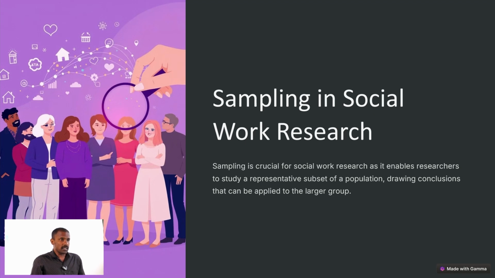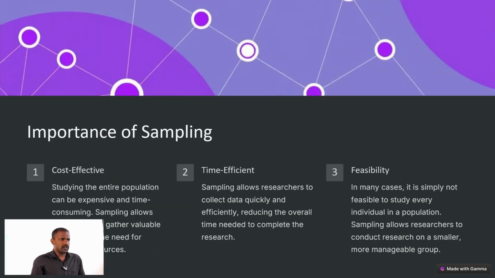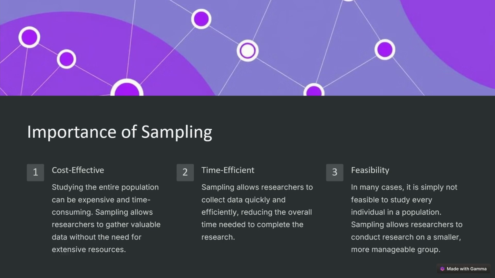Let us begin by understanding why sampling is important. Importance of sampling. Sampling offers three main benefits. It's cost effective, time efficient, and feasible. In social work, budgets and time are often limited, so sampling allows us to gather valuable insights without needing extensive resources. For example, when studying the needs of low-income families, it is often impractical to survey every household. Instead, we can select a sample that reflects a broader population's diversity, gathering meaningful data quickly and affordably. Sampling also makes large-scale studies feasible by focusing on manageable, smaller groups that can still provide reliable insights.